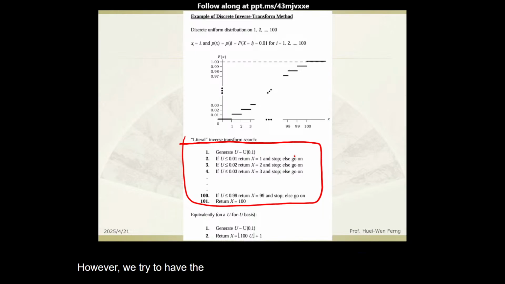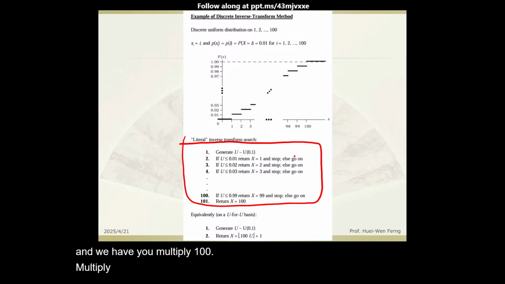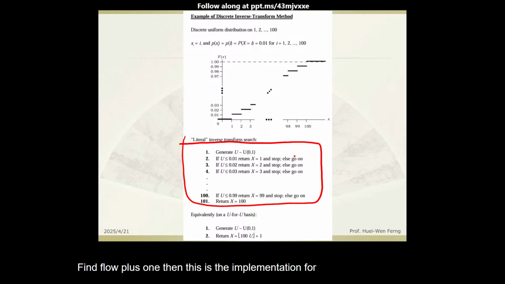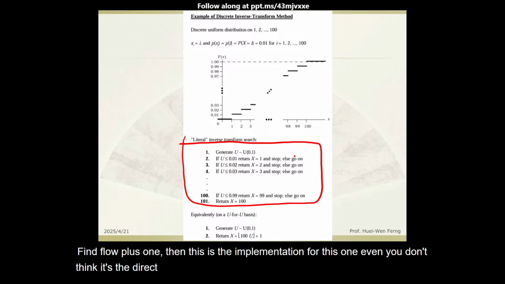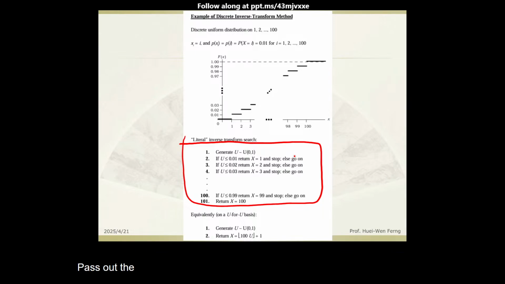How about this? Generate U, and we have U multiplied by 100, then it's possible to be 0, right? So take the floor plus 1, then this is the implementation for this one. Even if you don't think it's the direct mapping, based on the formula, we still have the range from 1 to 100. So it's true, we have the mapping.